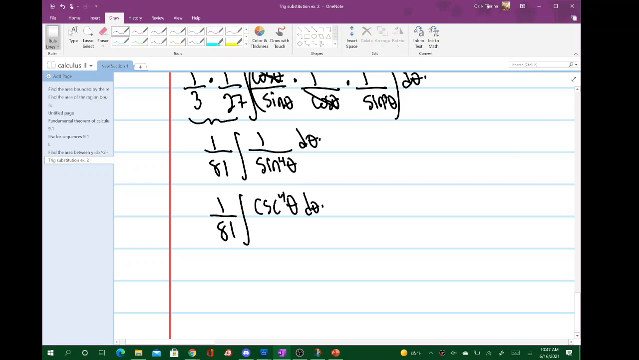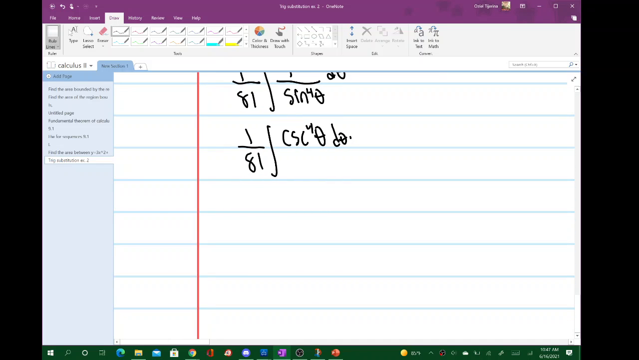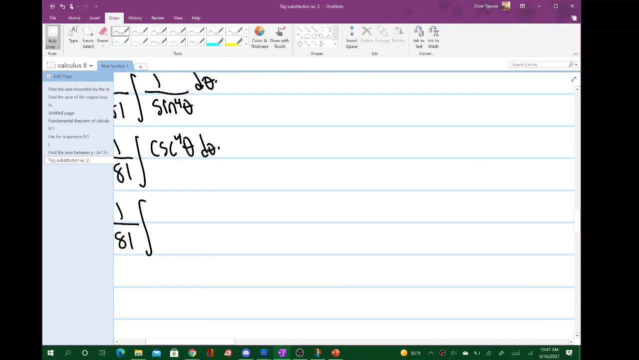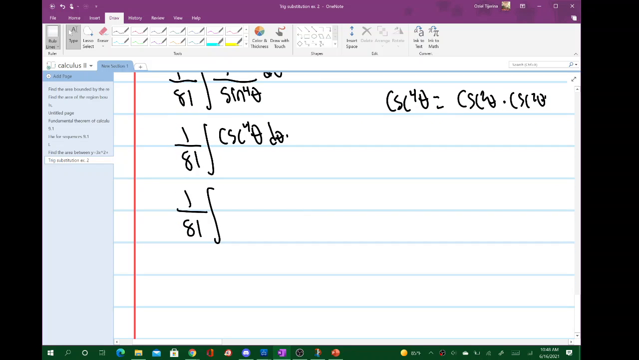Now, the way that they do this is we're going to split this. Cosecant to the 4th of theta is equal to cosecant squared theta times cosecant squared theta. So we can say that this is equal to cosecant squared theta times cosecant squared theta d theta.